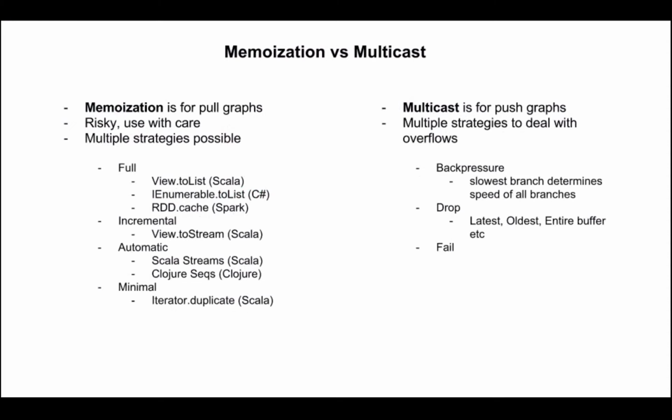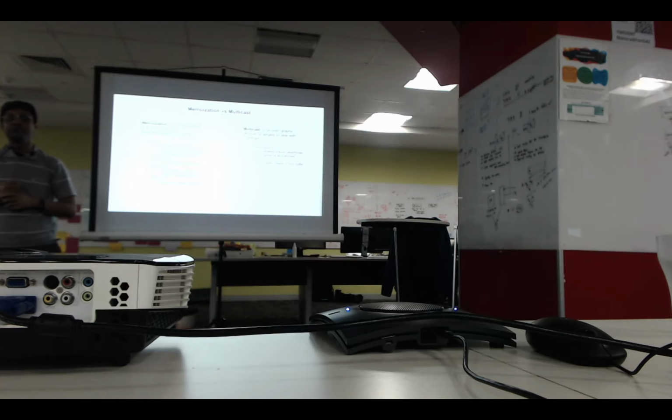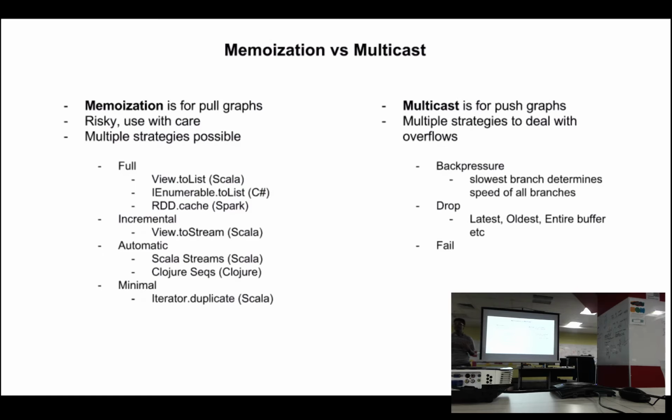So I think we discussed different memoization approaches. There I have put some names. So view to list. This is a full memoization. You shouldn't do that. IEnumerable also does ToList, it seems, which is in C#. If you have IEnumerable, it's a lazy API. But once you have to fork it, the only recommended way is to make it into in-memory and then fork it.